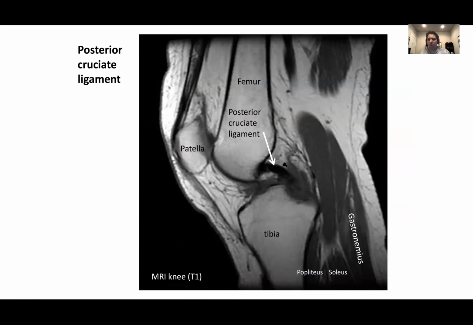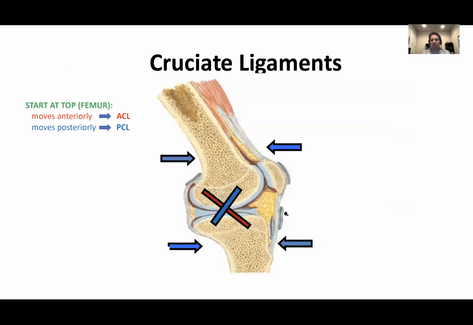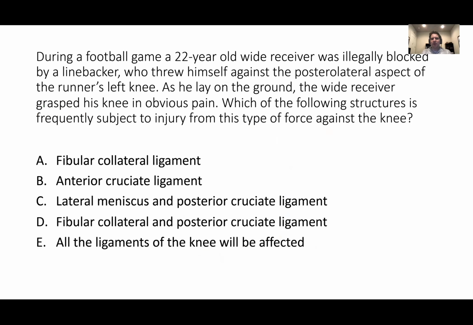Now, PCL, this one's a little more apparent. You can see I outlined it here. So it starts in this aspect and it ends on the posterior aspect of the tibia, right? So it prevents the tibia from moving posteriorly. So you should be able to identify those on an MRI in case they give you that. All right, try this one.